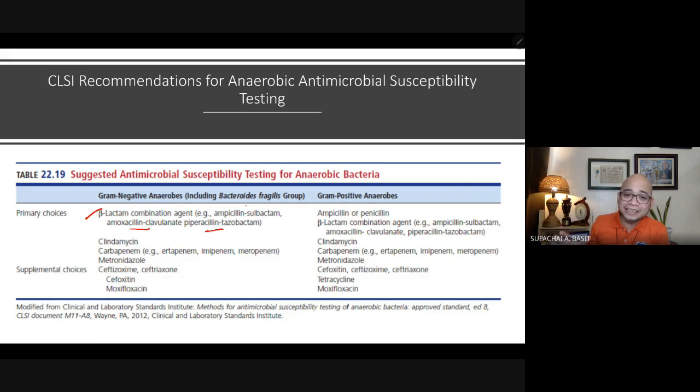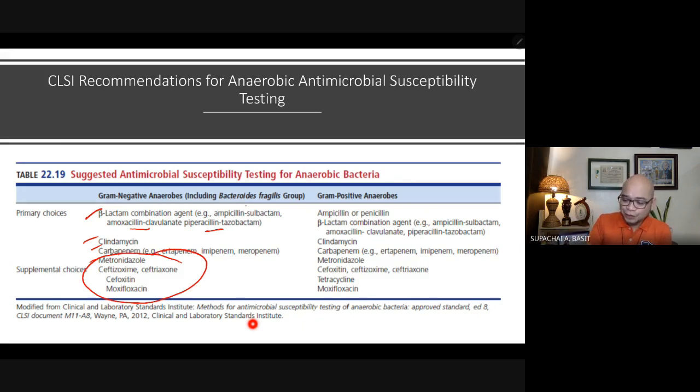I think we have already discussed the need for amoxicillin to be combined with another substance, such as Augmentin, which is a combination of amoxicillin and clavulanic acid. Primary choices also include clindamycin and the carbapenems such as ertapenem, imipenem, meropenem, and metronidazole. Supplemental choices would include cephalosporins of several generations such as ceftizoxime, ceftriaxone, cefoxitin, and moxifloxacin.